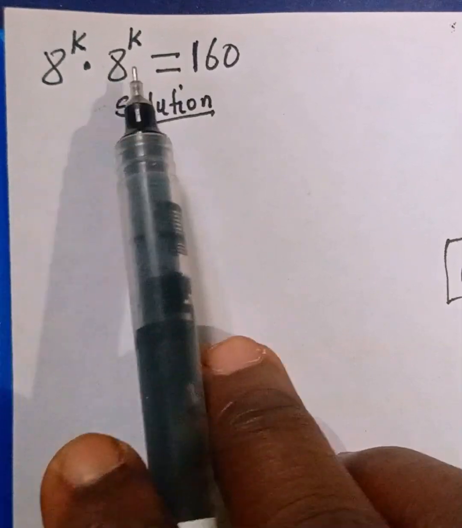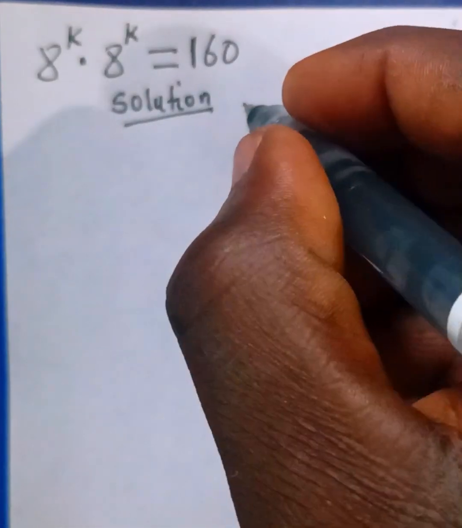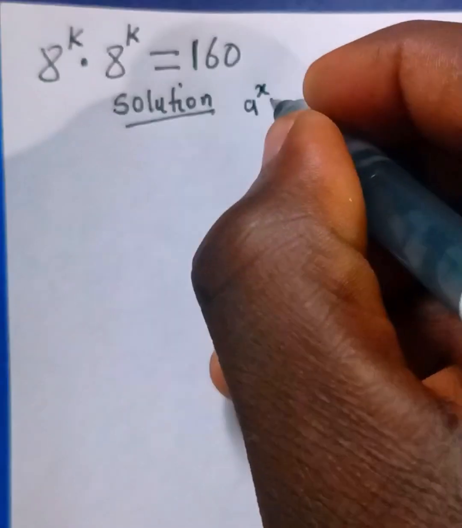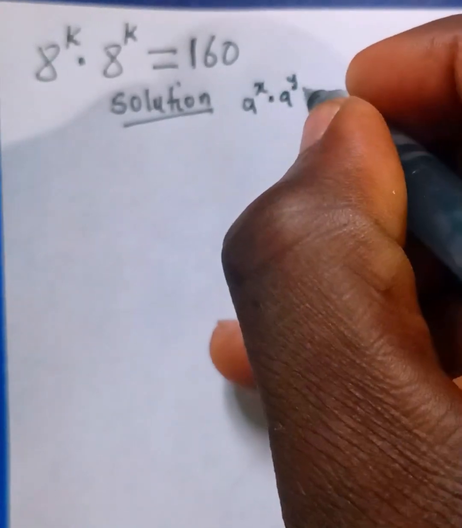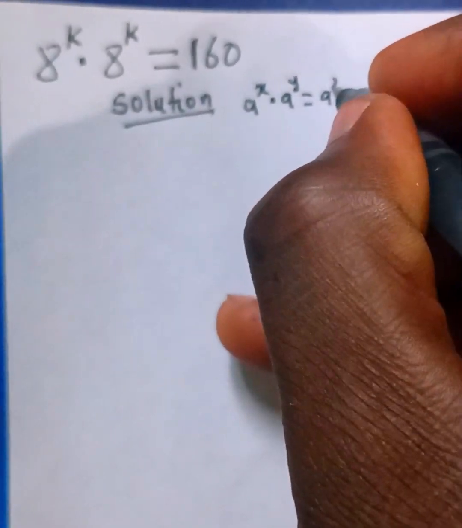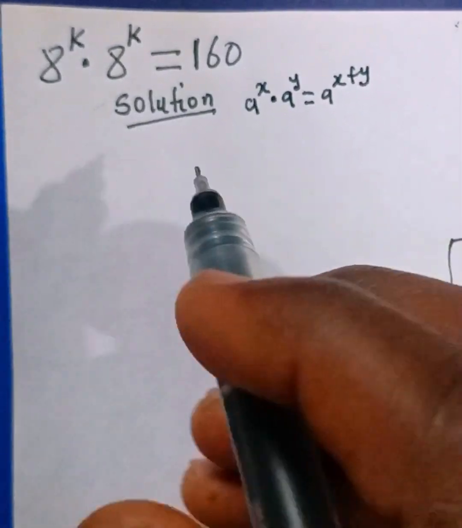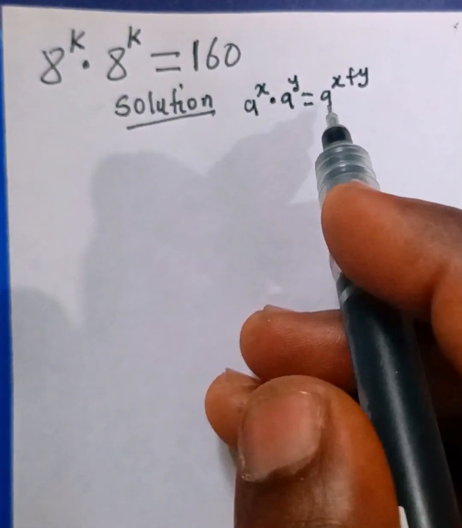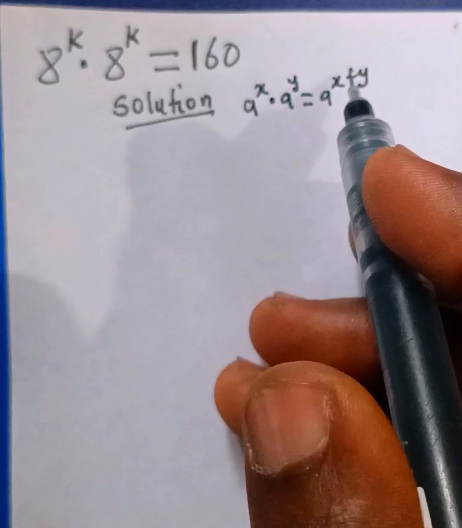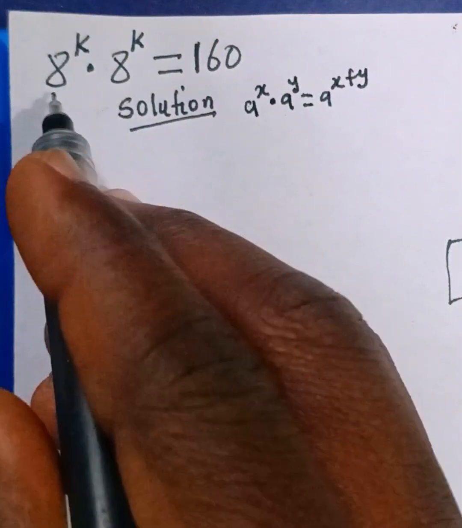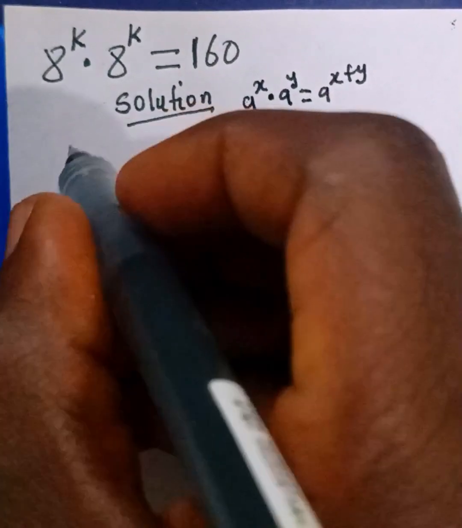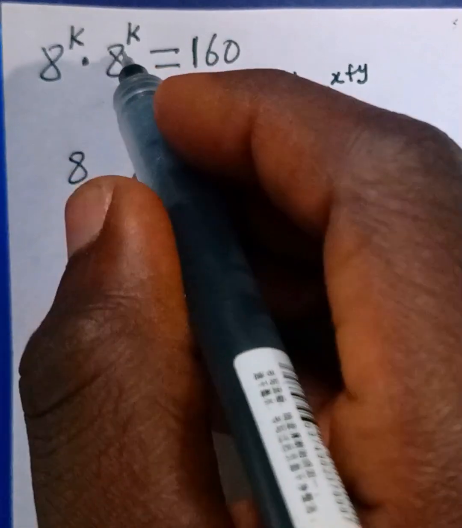So on the left hand side, the first thing we're going to recall is that when we have a raised to the power of x multiplied by a raised to the power of y, this is the same as a raised to the power of x plus y, from the multiplication property of indices. So when they have the same base, we just pick one of the bases and add the powers. Here, as you can see, 8 and 8, the bases are the same. So we just pick one of the bases, then we add the powers.